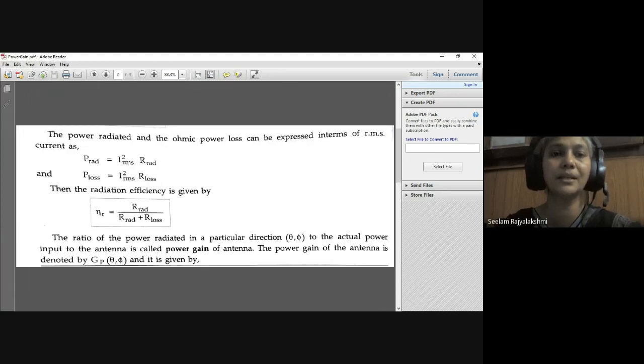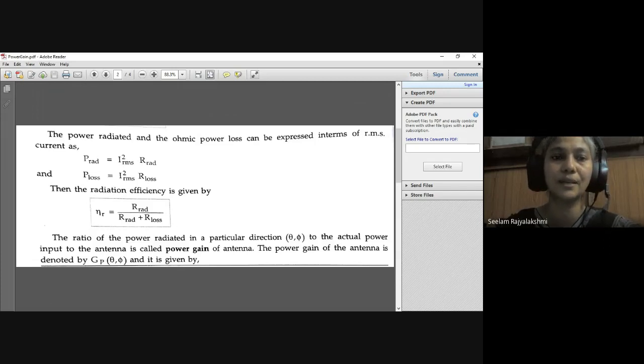Power radiated and the ohmic power loss can be expressed in terms of root mean square current, with suffix RMS. So power radiated and the ohmic power loss can be written as P rad equals I square RMS into R rad, and P loss equals I square RMS into R loss. Then radiation efficiency can be given as eta R equals R rad by R rad plus R loss.